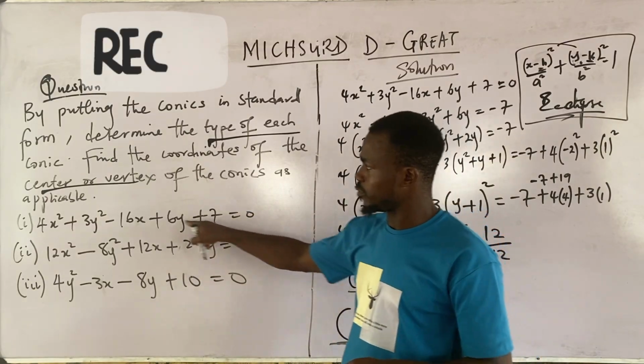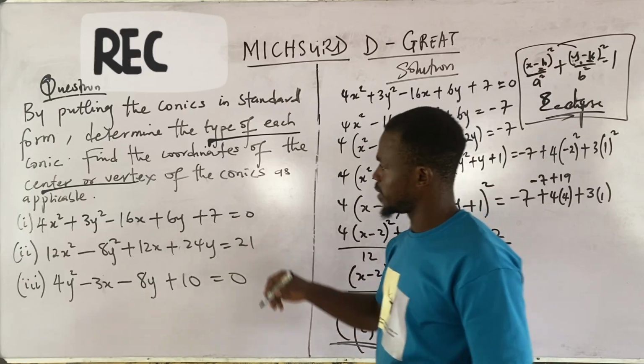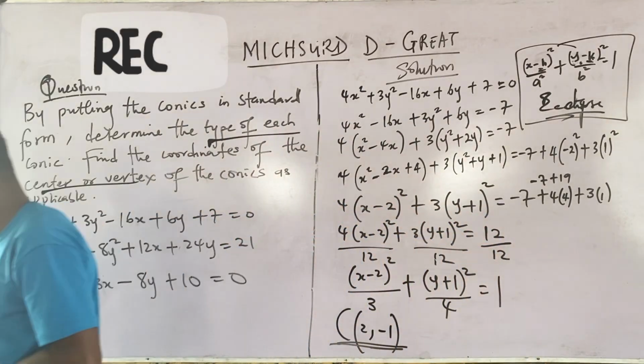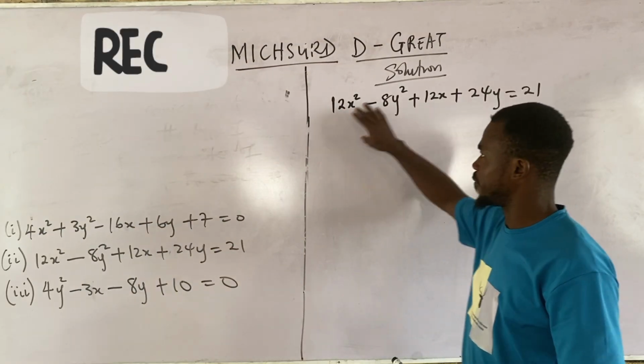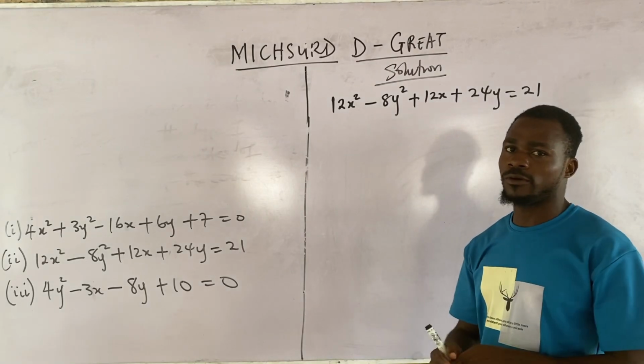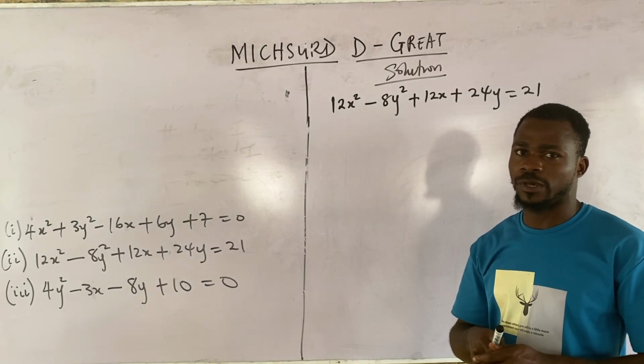So this one will be solving it in the next page. So let's solve in the next page. It's II. So we have the equation for II. Let's look at it and know what conic section we are looking at.